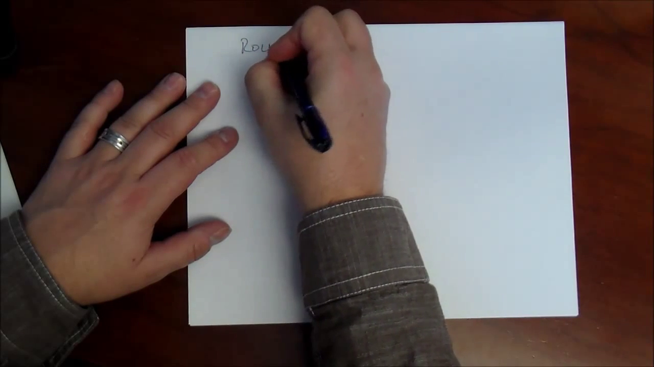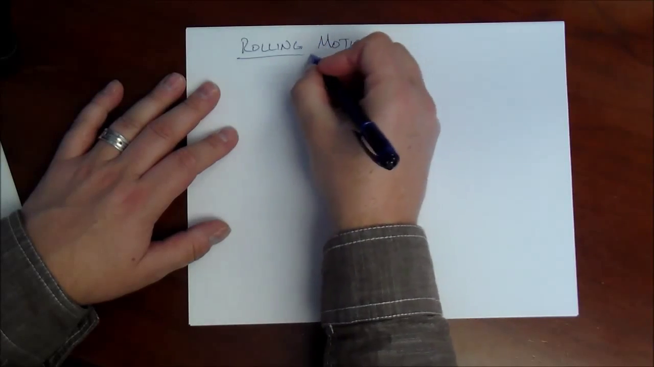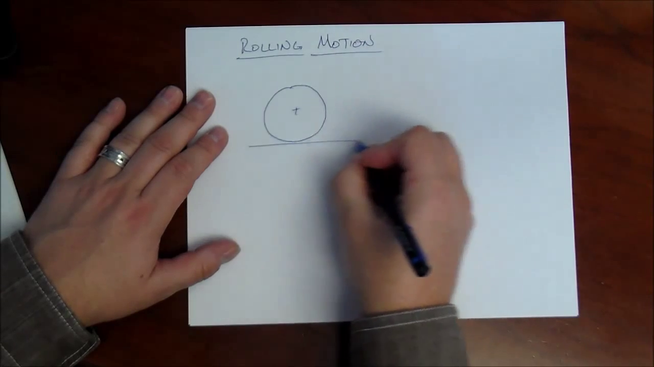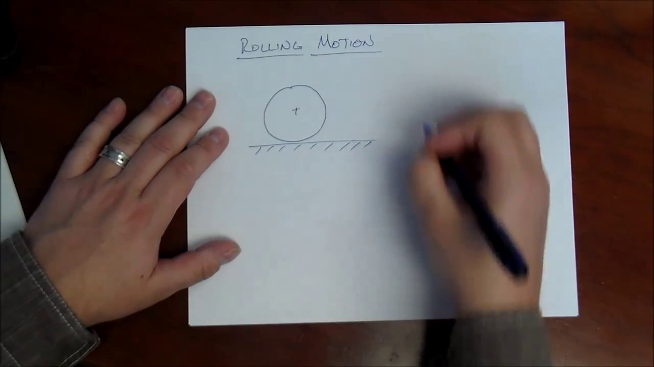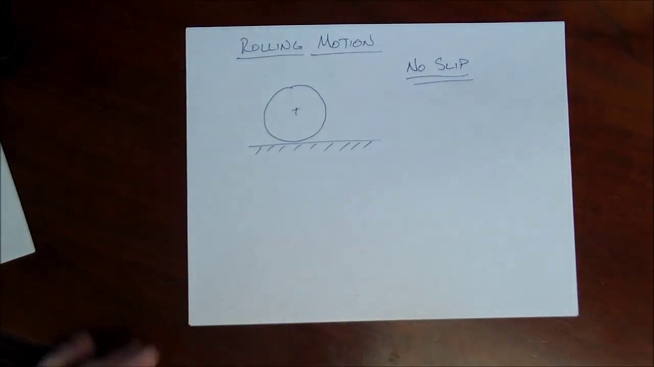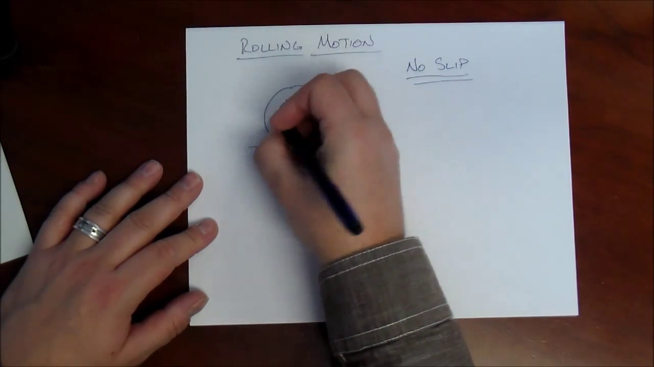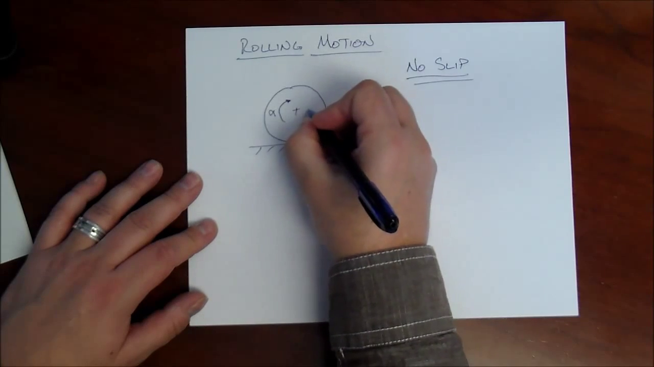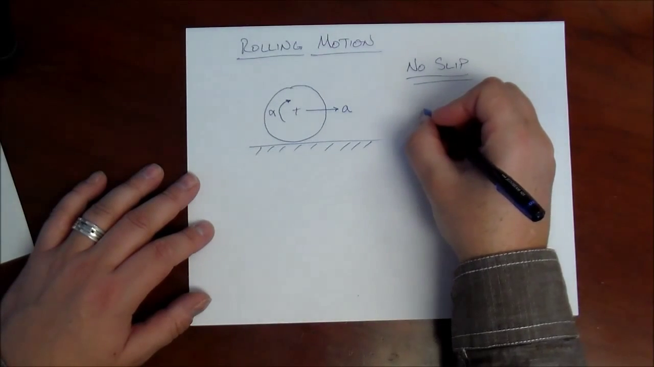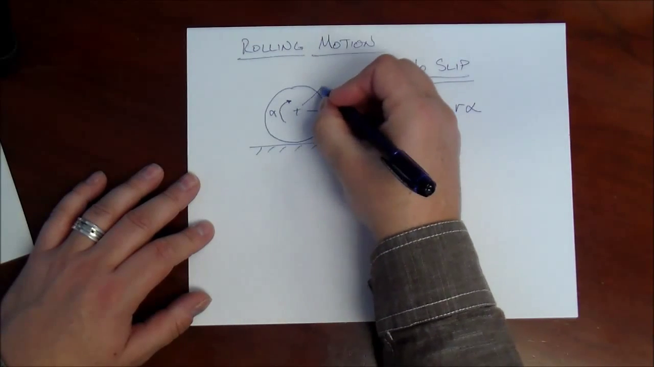One last case that we see a lot is rolling motion. So if you have a wheel that's rolling along the ground, and there's no slip between the wheel and the ground, then there's a fixed relationship between the angular acceleration alpha and the linear acceleration a. And that relationship is that a is equal to minus r times alpha, where r is the radius.